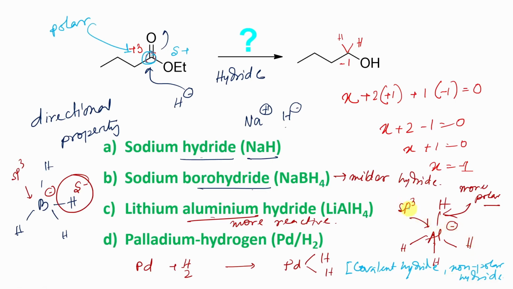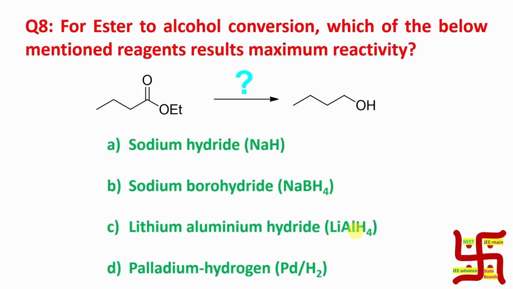An ionic hydride is needed. So option A is gone, option D is gone. Who is remaining? Sodium borohydride versus lithium aluminum hydride. Since in lithium aluminum hydride the aluminum-hydrogen bond is more polar than the boron-hydrogen bond in sodium borohydride, option C is the best choice, and it results in maximum reactivity for reduction of ester to alcohol.